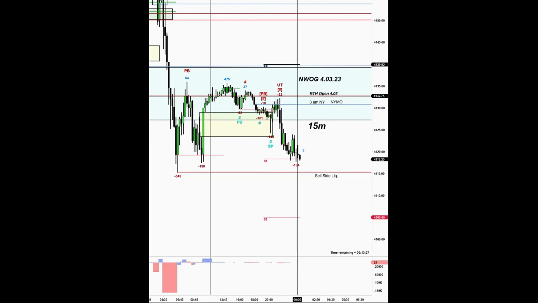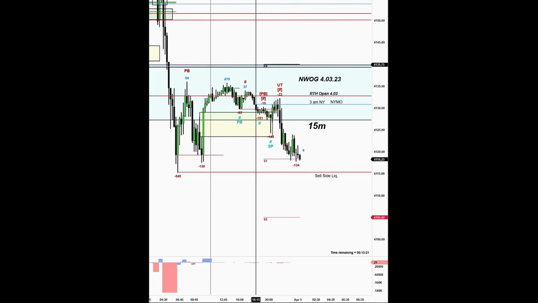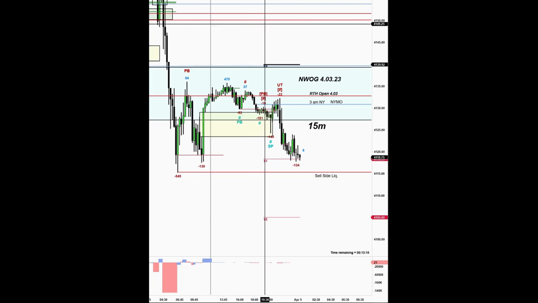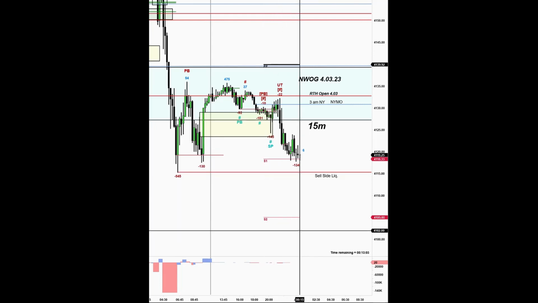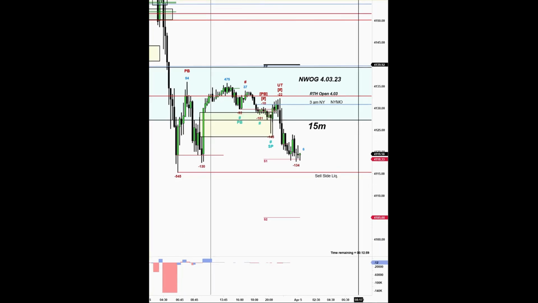It'd be null and void if we start to go out of this new week open gap above. The pivot here is 4139, so 4140. If we start to see RTH trade above that, then that could be a problem for anything happening before non-farm payroll below 4,100. But I'm just watching price right now, and I don't have any trades on. I'm completely flat. Let's go to the Renko to wrap this.